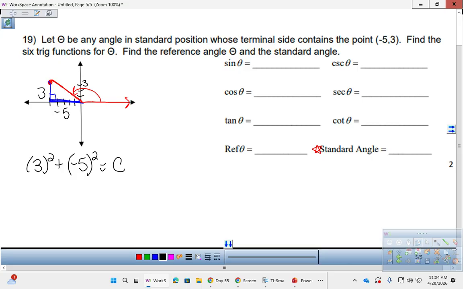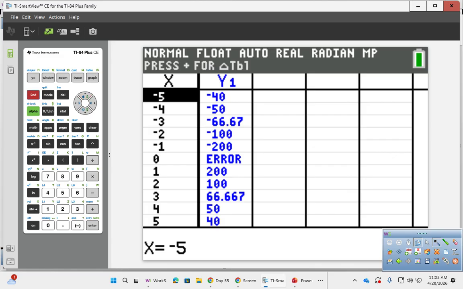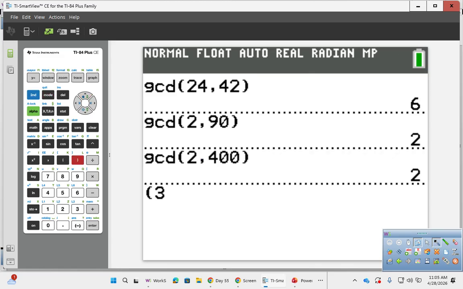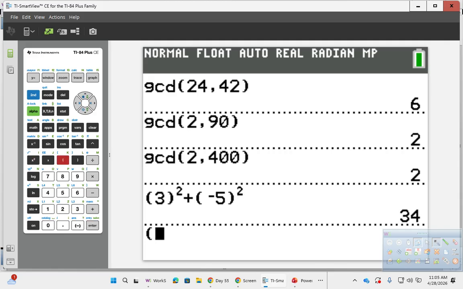Is that 30? Wait, why'd you do -5? You don't have to, you can. Like, look, when I put it in the calculator, as long as I use parentheses, it doesn't matter. The -5 is the direction, but it's still going to give me 34 regardless. You just have to make sure you use the parentheses, otherwise it won't give you 34.